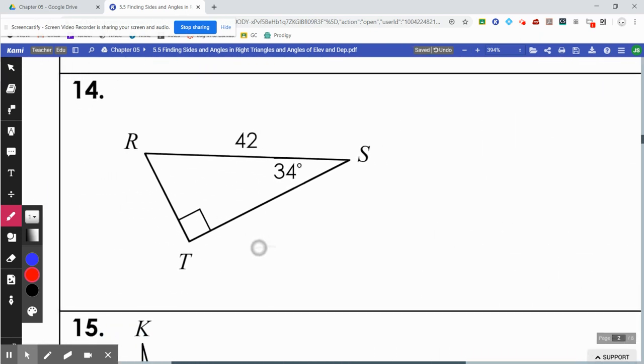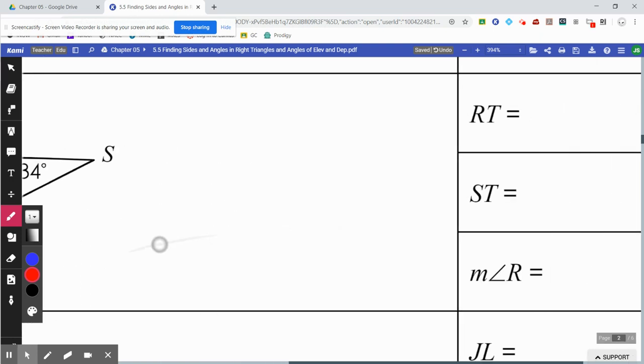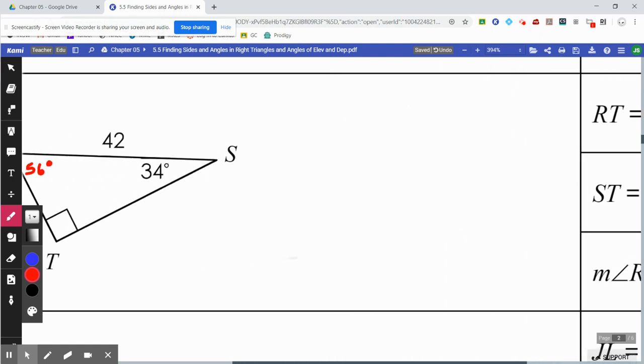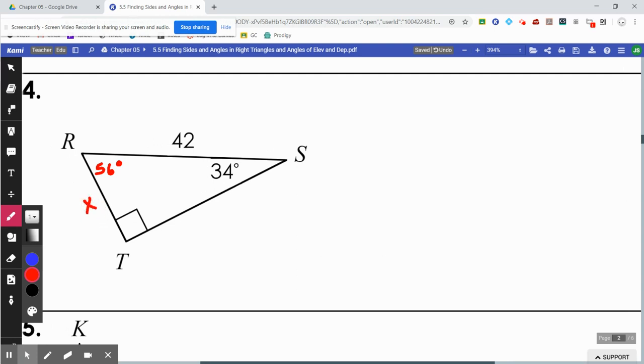Next one. We have one angle, 34 degrees. You can take that from 180, which means this would be not 46, but 56. I can't subtract. So angle R is 56 degrees. So that one's pretty easy. Now let's find, it doesn't matter which one you start with. We'll do RT first, I guess. And you can actually use either angle. Just to make things different, this is exact. I'm going to use this angle this time.